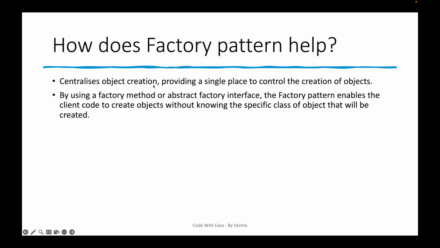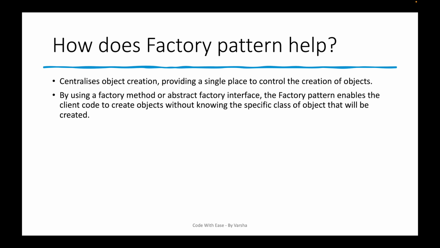So this is the main point: the object creation will not be happening in the client code, but it will happen in a centralized place. And then by using the factory method or the abstract factory interface, we can do a separation of concern, so that the client code does not need to know which specific class needs to be called to create that product.